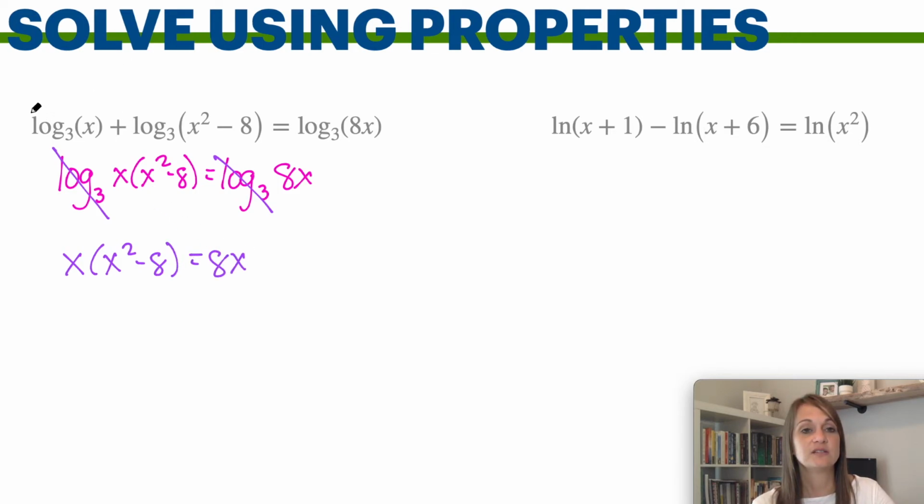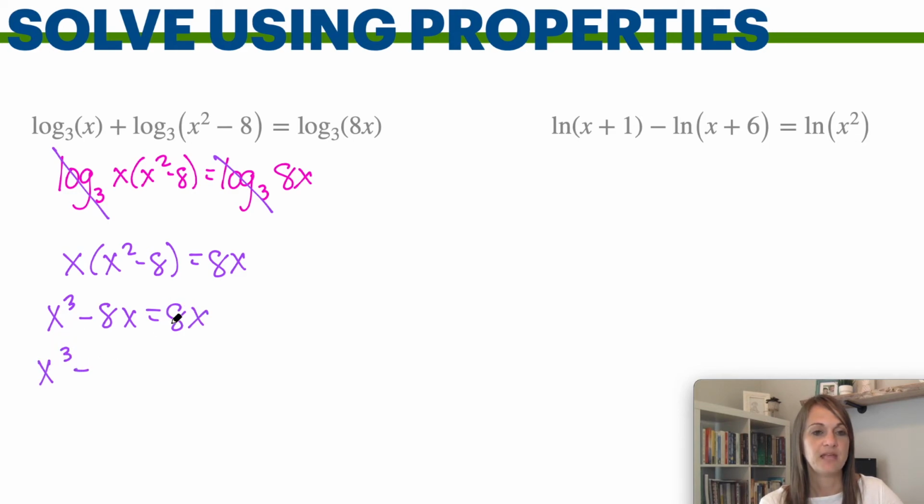You cannot do this. That is not allowed. You cannot cancel logs all across. It can only be one log on the left and one log on the right. So you first need to condense this to one log before you're allowed to cancel the logs. So you will have x cubed minus 8x equals 8x. So you would subtract 8x to get negative 16x equals 0.